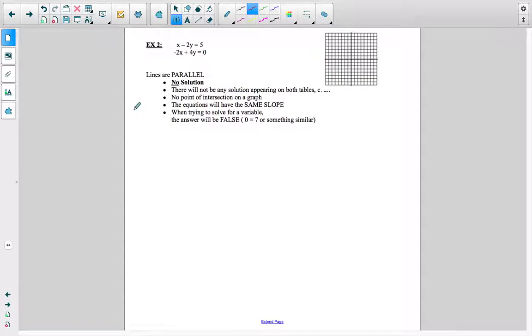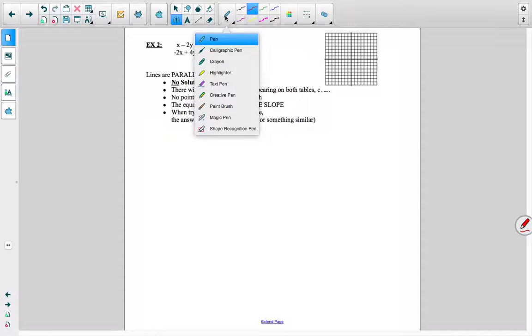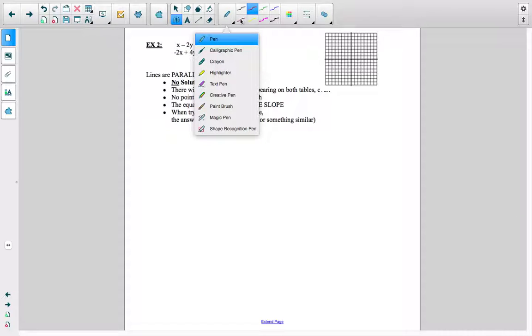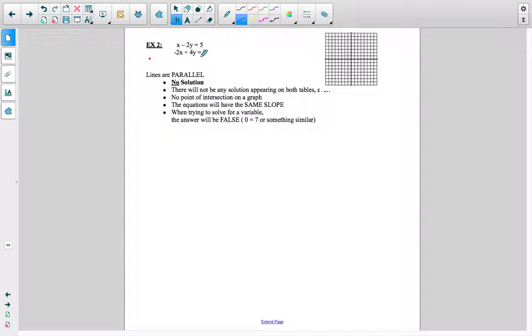Okay, so here is the new stuff. Example number 2. Oops. It's not working with me this morning. Well, we'll just roll. So, remember, our first step is to create opposites.